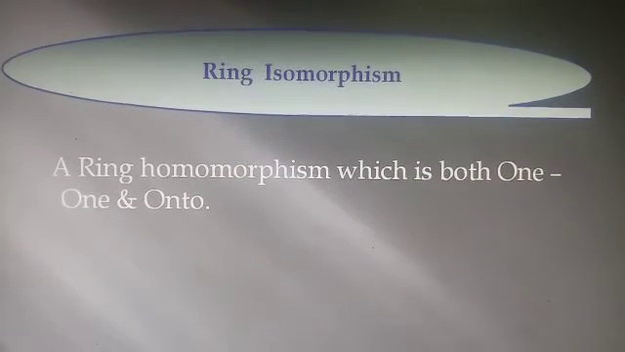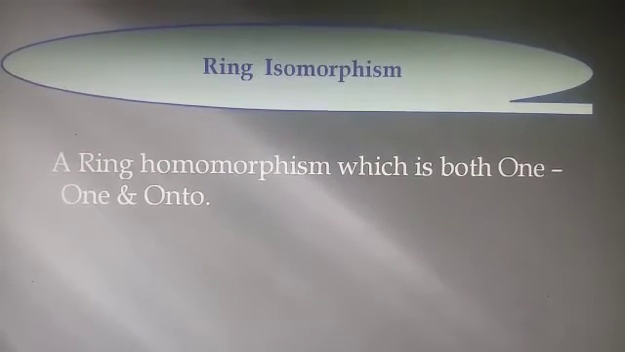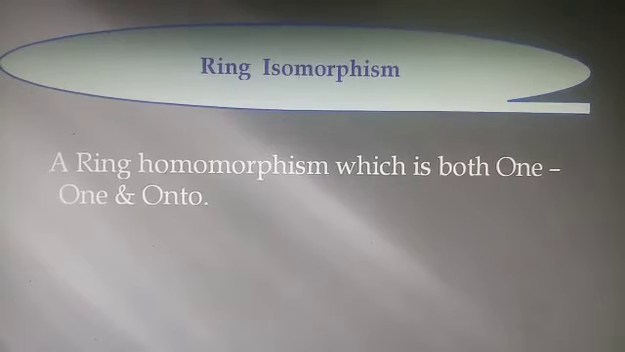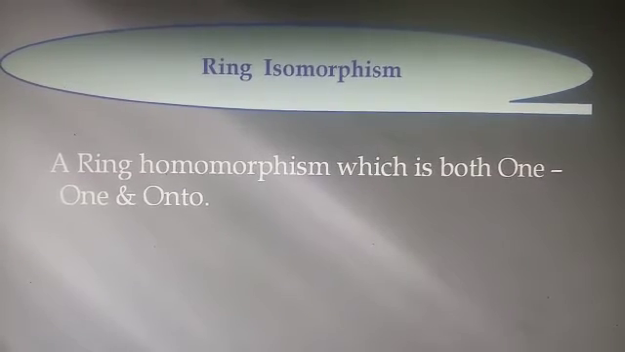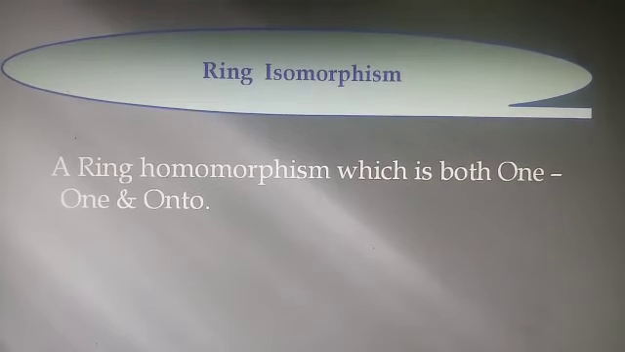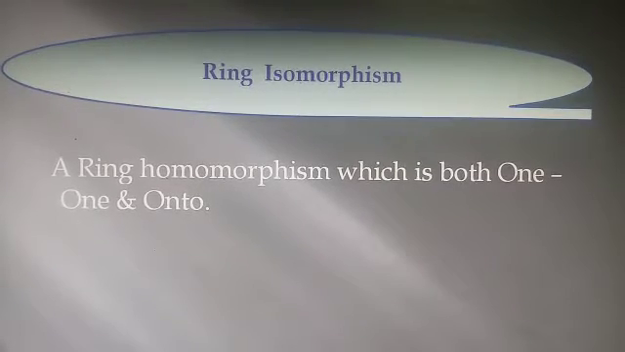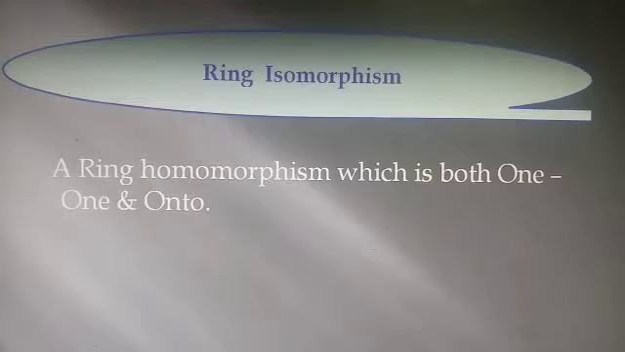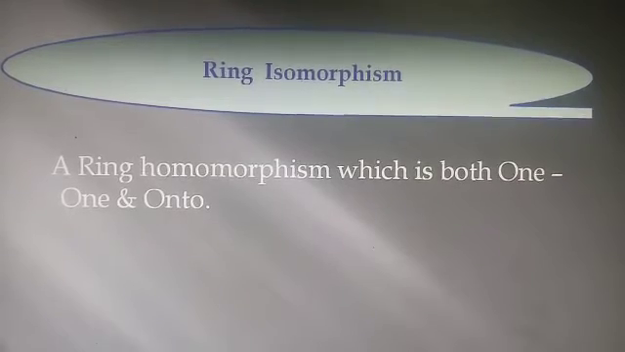A ring homomorphism which is both one-one and onto, that is, any ring homomorphism which is both one-one and onto, then we say it is a ring isomorphism. Hope it's clear. Now we'll move to the next slide.